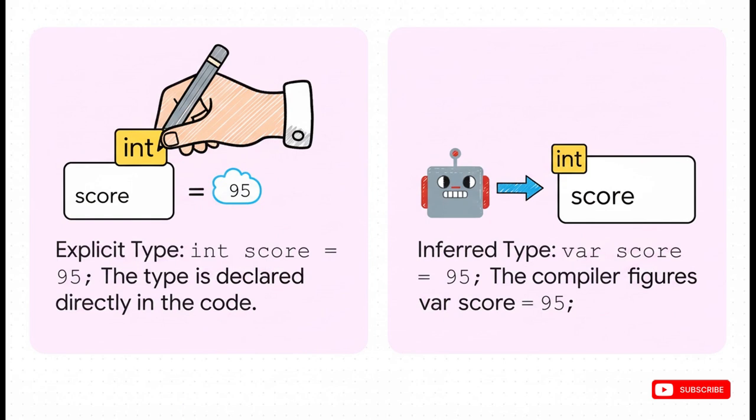Now this is a pretty cool feature in modern Java, the var keyword. It's a fantastic little shortcut. So instead of having to write out int score equals 95, you can just write var score equals 95. The compiler is smart enough to look at the 95 and say, hey, that's a whole number, so score must be an int. It figures it out for you. Now, to be clear, it's not changing the rules. The variable is still strictly an integer. It just saves you some typing and can make your code look a lot cleaner.